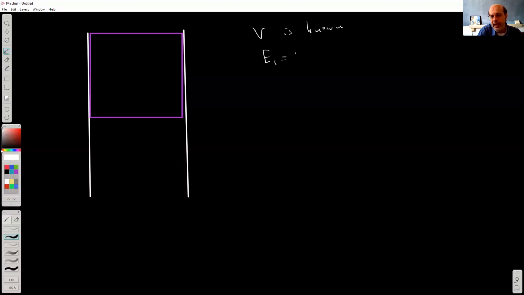So therefore, I can express the electric fields as V divided by the distance between the plates. So I now have an expression for the electric fields. Okay, so I know what the electric fields are. I need to find the surface charge densities in here. It's the sigma 2 in here and sigma 1 in here.